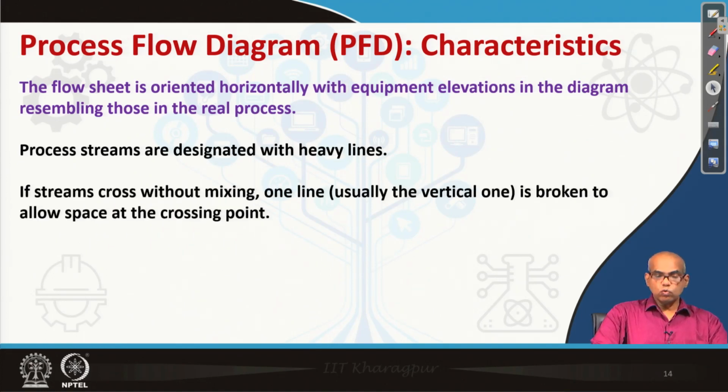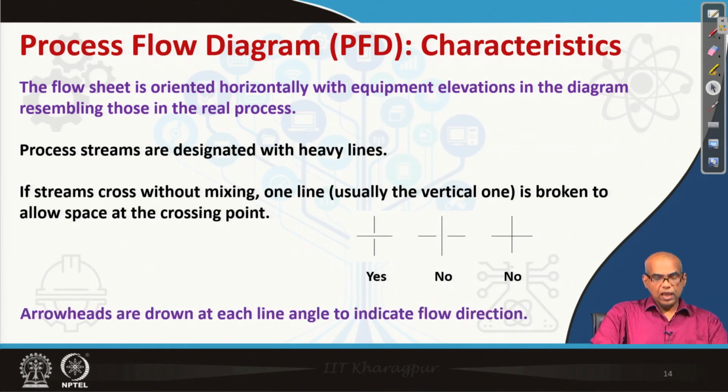If two streams cross without mixing, then one line is broken to allow space at the crossing point, and it is usually the vertical line which is broken to allow space for the horizontal line. So, what you see in the figure is that the vertical line is broken to allow space for the horizontal line. That is the accepted norm. Arrowheads are drawn at each line angle to indicate flow direction.